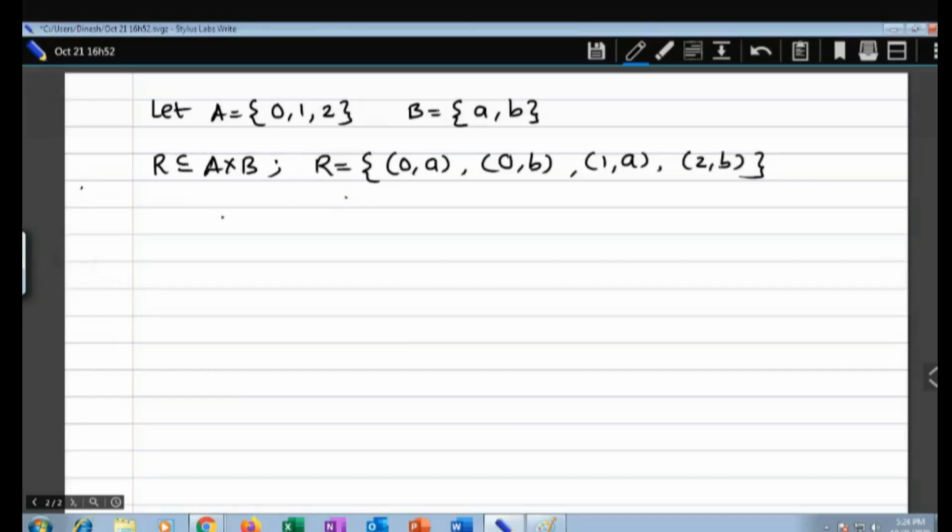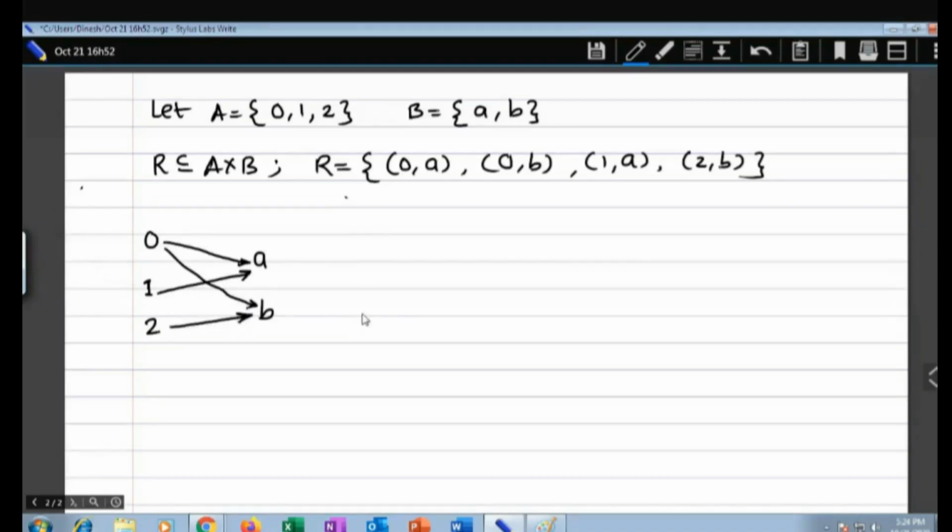So there are two, three techniques. One is drawing this dependency. So you have 0, 1, 2 on this side, and you have all the elements of B on this side. So for 0a, you can draw an arrow like this. For 0b, you can have this arrow. For 1a, you can have an arrow, and for 2b, you can have one more arrow.